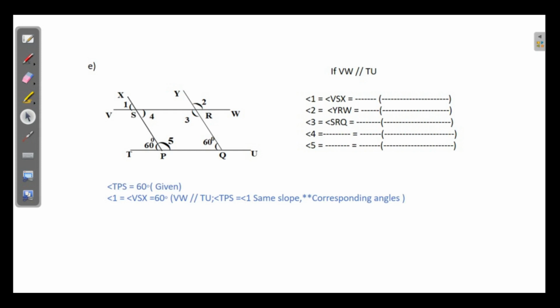Angle TPS is equal to 60 degree, given. Then angle 1 is equal to angle VSX is equal to 60 degree. Reason: VW parallel to TU and angle TPS is equal to angle 1. That is, reason is same slope. And in the next class we will learn about corresponding angles. So we will be able to write just the reason as corresponding angles.